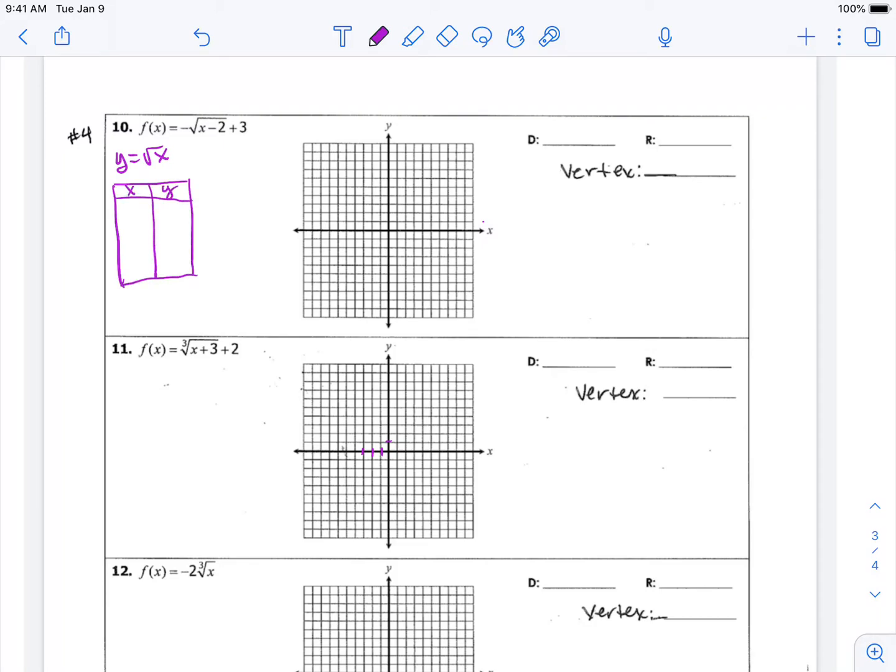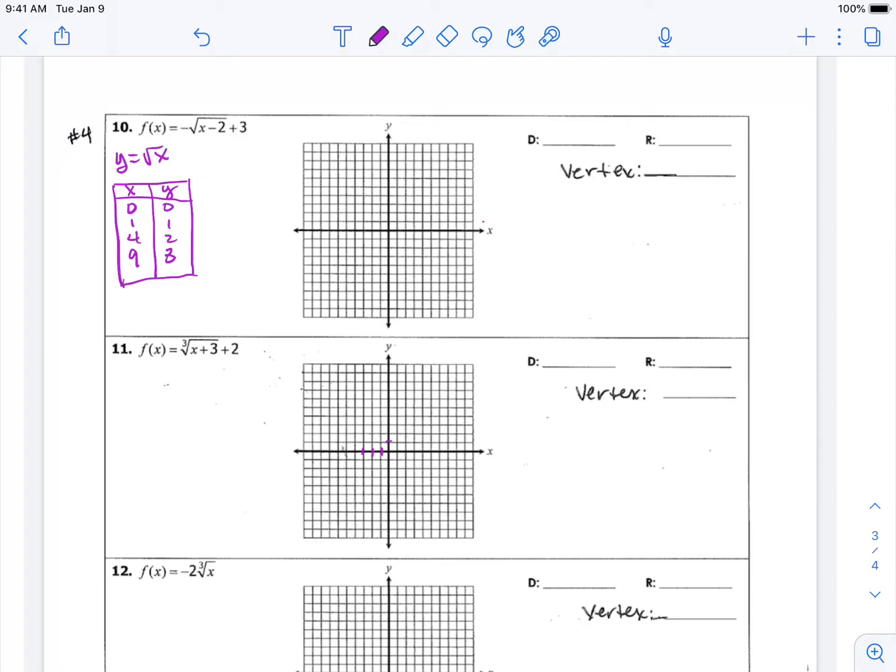So I have x and y. And I'm going to choose some perfect squares because it makes it easier. So when x is 0, y is 0. When x is 1, y is 1. When x is 4, y is 2. When x is 9, y is 3. So those were easier ones to plug into my square root function right here. I'm taking the square root of 4 to get 2. I'm taking the square root of 9 to get 3. And I just purposely chose those because they're easier to graph.